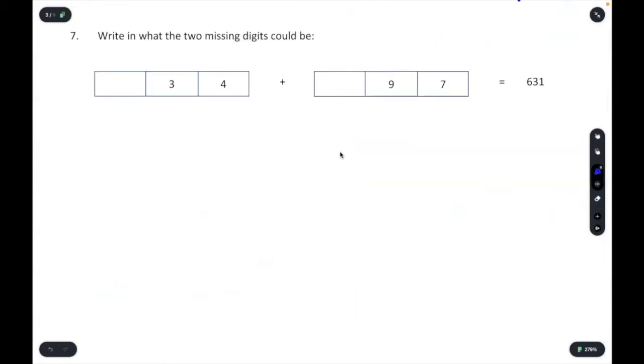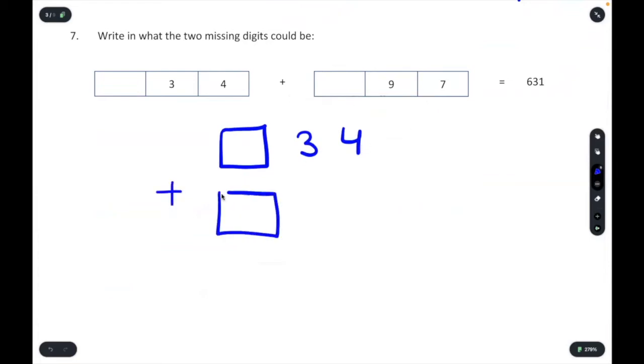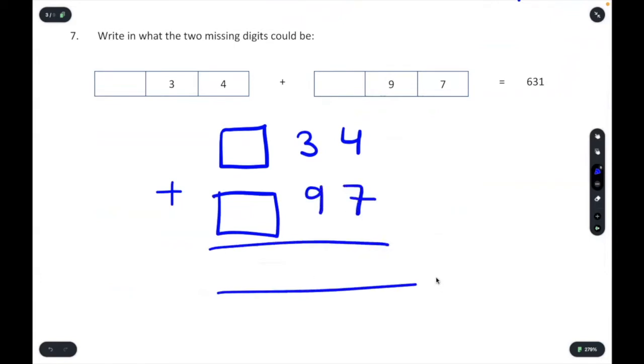Question 7, write in what the 2 missing digits could be. So the first number we've got is something 34. And the second 3-digit number we've got is something 97. It's much easier to do this with column addition because then we can see things visually. Now, we already know that the answer that we are expecting is 631. So we can go ahead and fill that in.